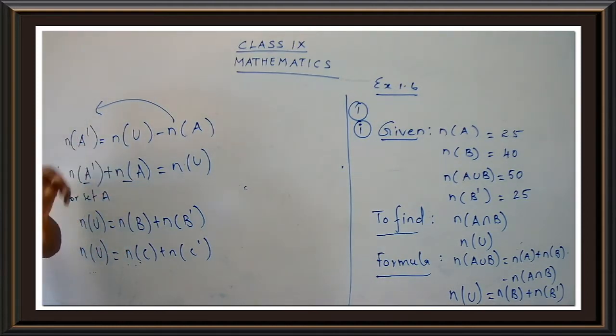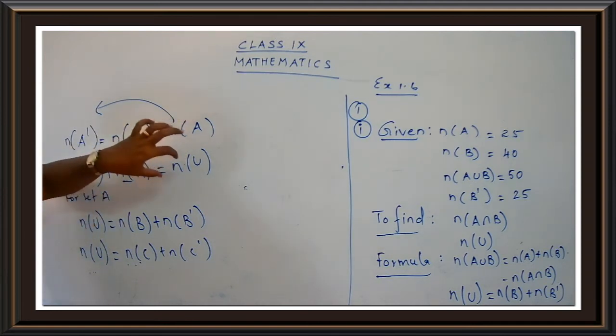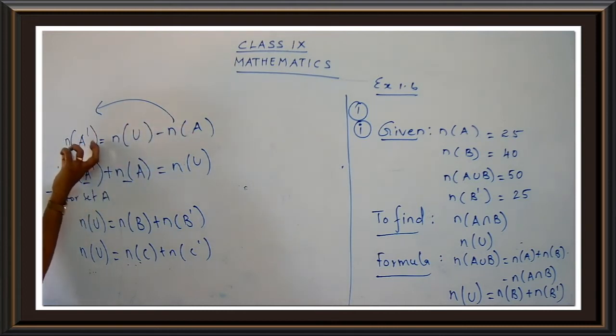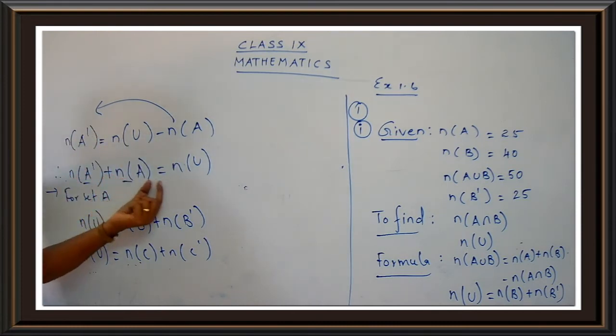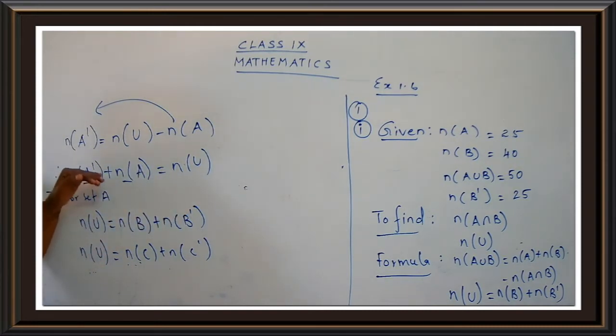In the formula you have been given only one particular set, that is n of A dash is equal to n of U minus n of A. So try to bring the A terms to one side, the set A on one side. So n of A dash minus n of A turns out to be plus n of A. So n of A dash plus n of A is equal to n of U. Okay. So similarly you can write it down for B and C also. For any set you can write down the answer.